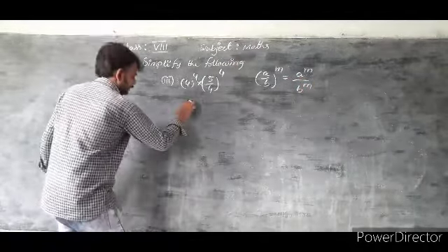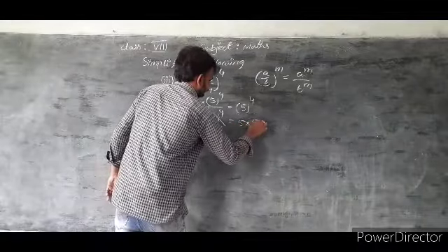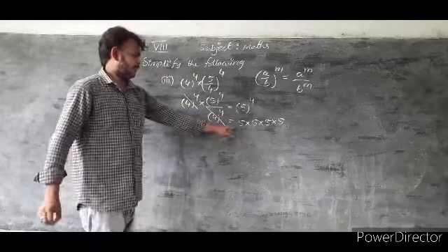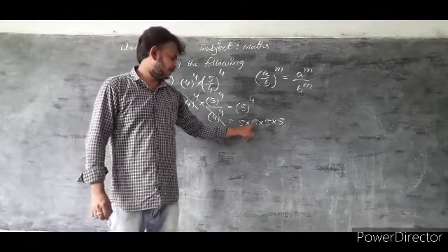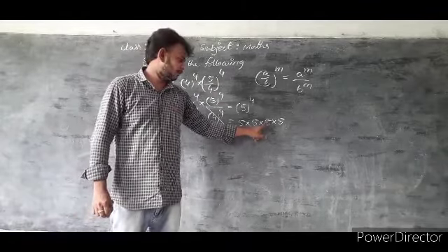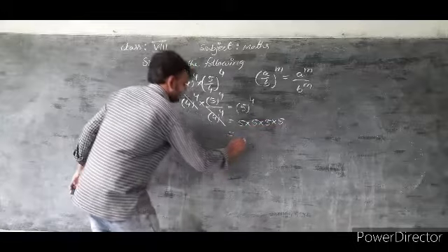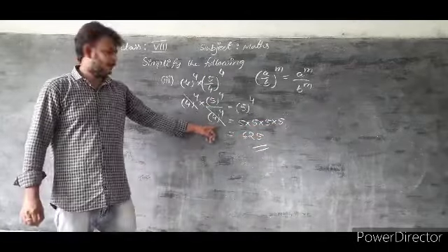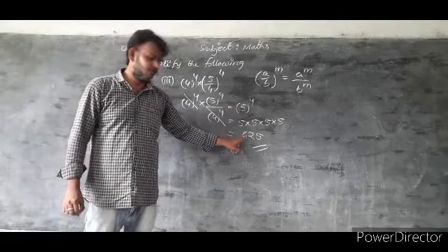So 5^4. 5^4 is written as 5 × 5 × 5 × 5. So 5 fives are 25, 25 fives are 125, 125 fives are 625. So this value is 625. 5^4 equals 625.